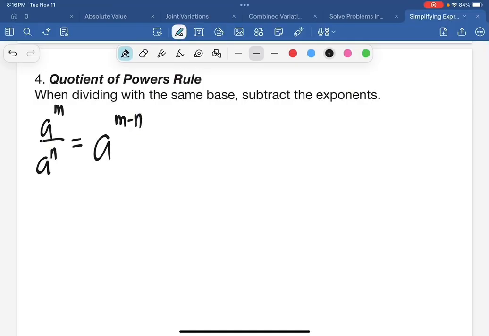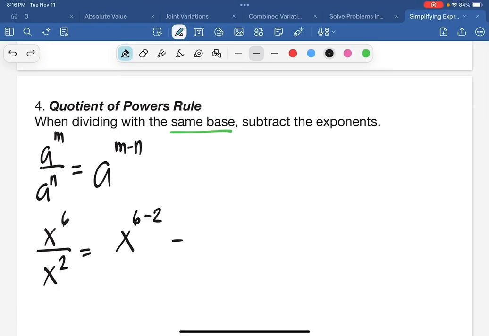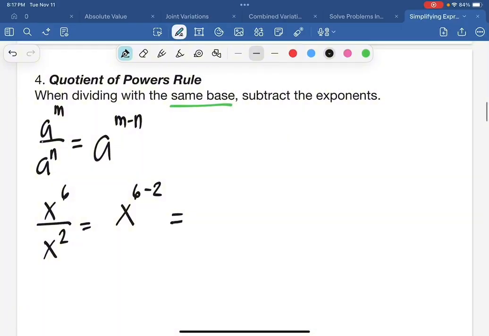Okay, so for example, we have x raised to 6 over x squared. Again, they need to be the same base. Since they are the same, you could copy the base, so x. Now, 6 minus 2, oops, what happened? So we have 6 minus 2 is 4. So we got x raised to 4, and this is our answer.